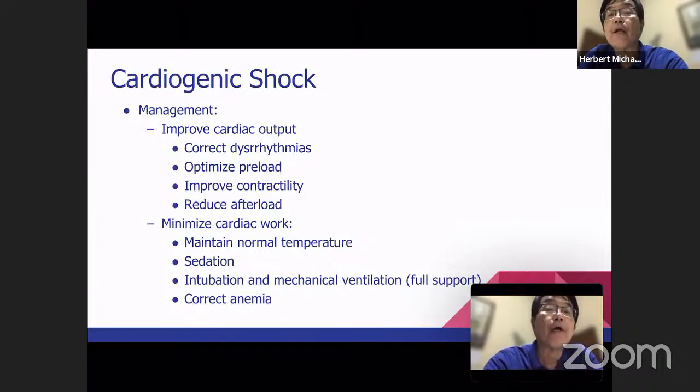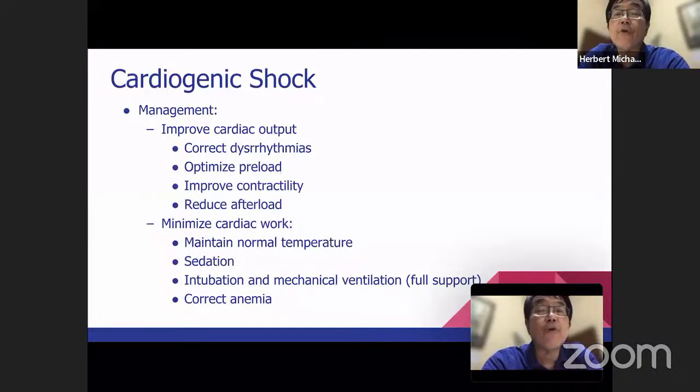Because a lot of people are afraid to give an afterload unloader for fear that it may make the hypotension worse. However, if you're giving a little inotropy, a little volume, and a little decrease in the afterload, you'll be surprised.